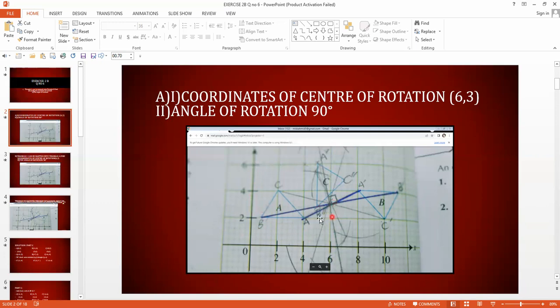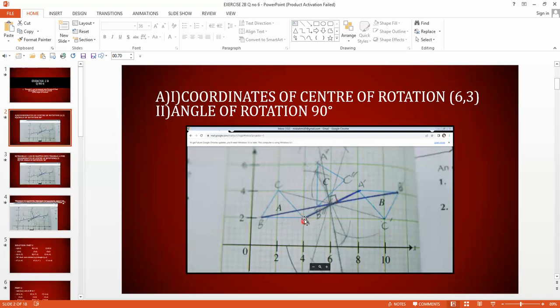Okay. Now we have to take the perpendicular bisector, which we have already learned in first term. We know how to find the perpendicular bisector on this line A to A prime. We have to open the compass more than half.